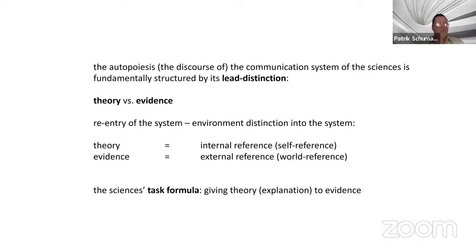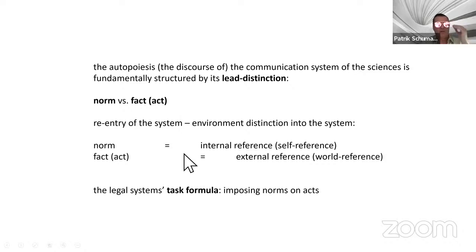And you know that theory and evidence is the key categories of science. And the task formula makes sense, and that this is a representation of the system environment distinction within the system becomes also clear. I give you another version, and there are a few more, but I only give you a few and have more in the table.